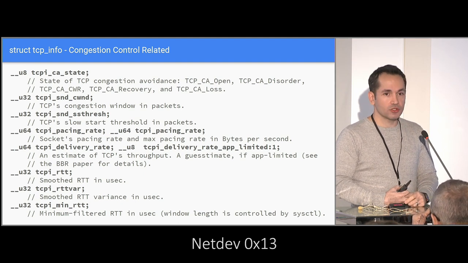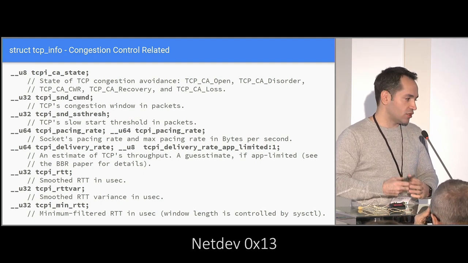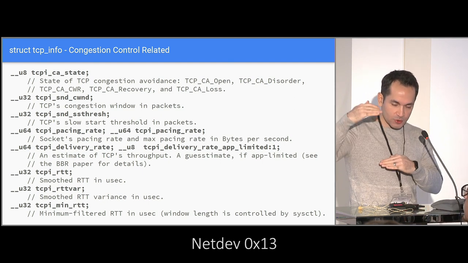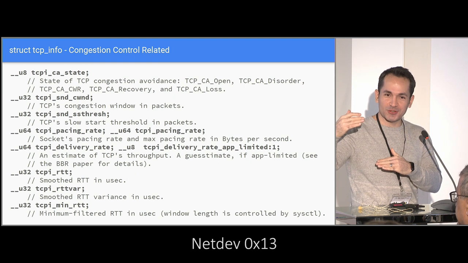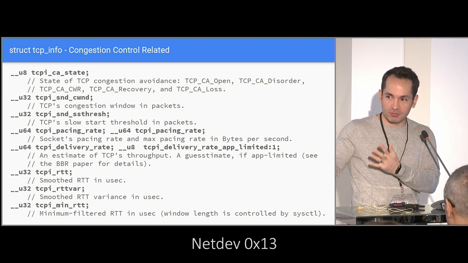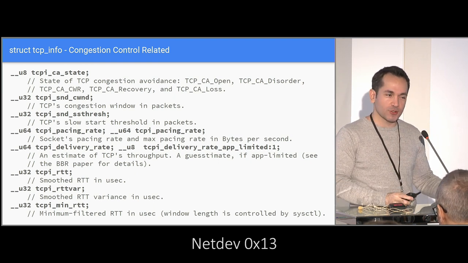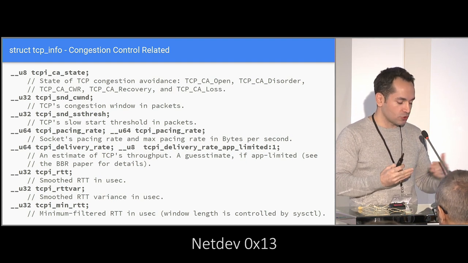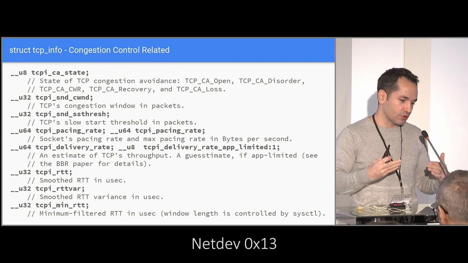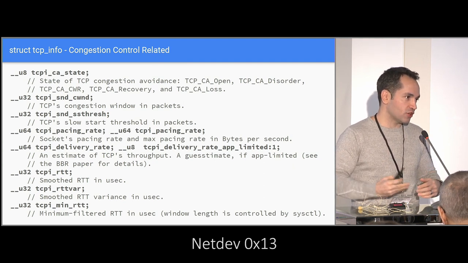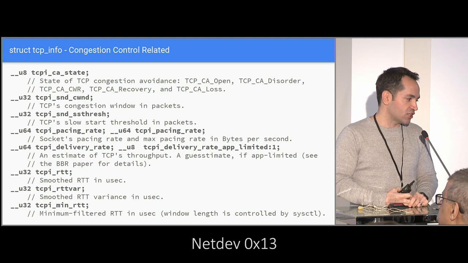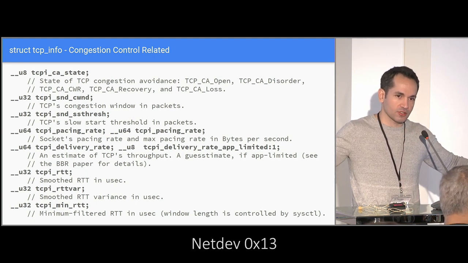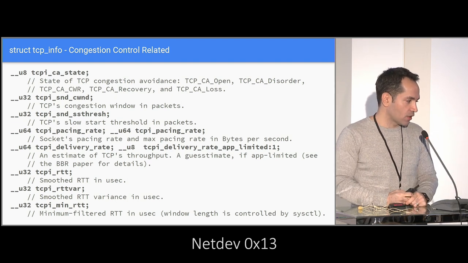A slow start threshold basically is the threshold of congestion window up to which we slow start for some congestion controls. For BBR, it has a very different meaning, for example. So this field, you should actually use when you're very familiar with the congestion control you're using. Otherwise, it can be misleading. For example, a slow start threshold of Reno is very different than what you get from BBR.